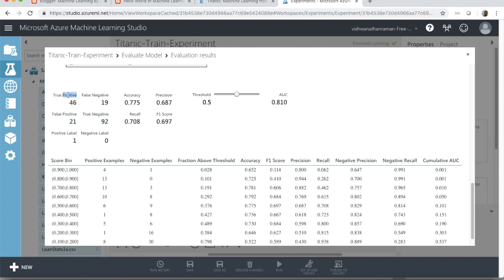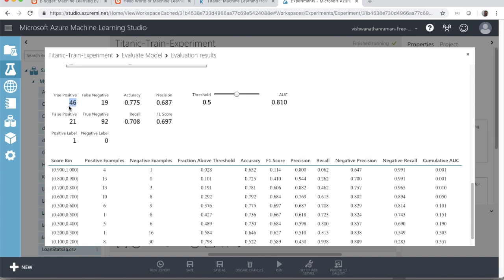So let's understand what is positive in this particular context. Positive is the objective that we are looking to achieve. And what is the objective? The objective is we are looking to predict survivors. And hence, positive means survivors. So true positive means the passengers truly survived, which means that the actual status is survived and the predicted status is also survived. So we have managed to predict 46 passengers right about their status of survival.